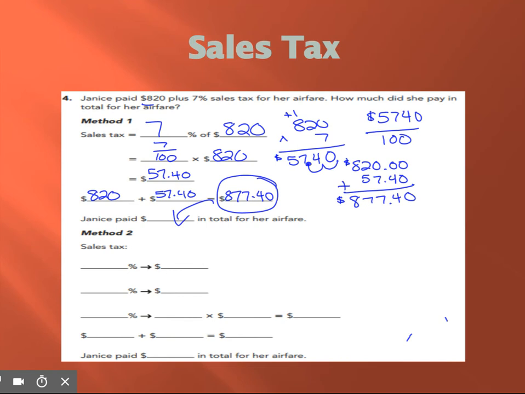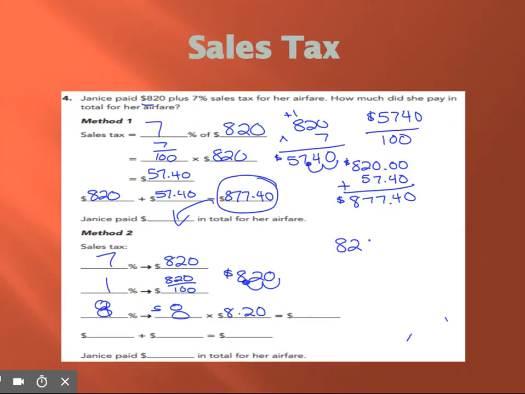Or I could do method 2. Again, I want to find out what 7% of $820 is. So in method 2, first I'm finding out what 1% is. So I'm doing that division, $820 divided by 100. As you remember, when dividing by 100, I'm just moving my decimal from the end to the left 2 spaces. So 1% is $8.20. And to find out what 8% is, I'm going to multiply that times 8.